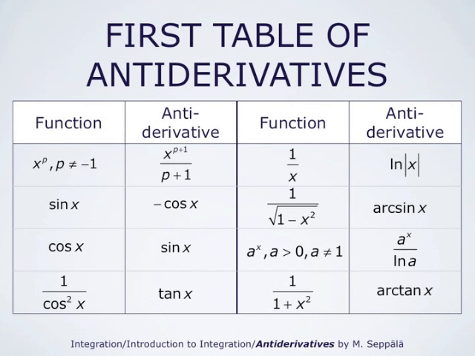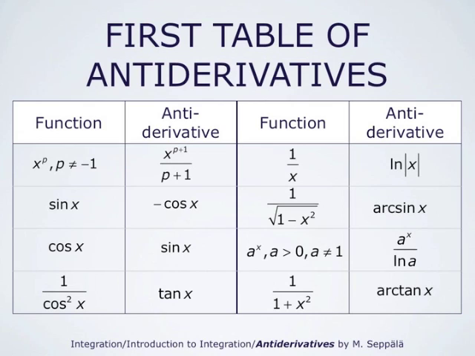To summarize, let me recall the first table of antiderivatives presented a moment ago. For the function x to the power p, when p is different from -1, an antiderivative is x to the power p plus 1 divided by p plus 1. For the function 1 over x, an antiderivative is log of absolute value of x. For sine, antiderivative is negative cosine. For cosine, antiderivative is sine. For 1 over cosine squared, antiderivative is tangent. For 1 over square root of 1 minus x squared, antiderivative is arcsine.